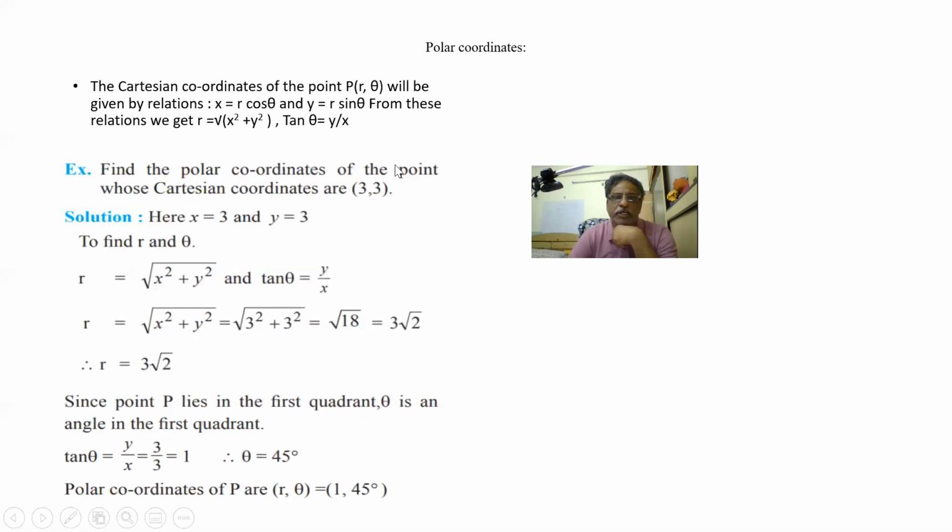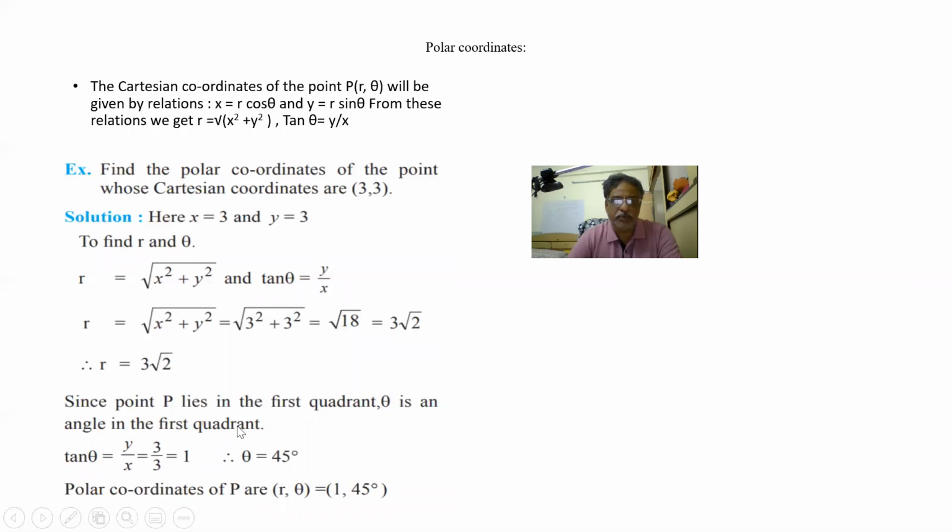So find the polar coordinates of the point 3, 3. So 3, 3 are x and y. I know the radius is x square plus y square under root, so that is 3 root 2. So when I got radius 3 root 2, what is tan theta for this point? Tan theta is y by x, that is 1. So theta is 45. So the polar coordinates are r is 3 root 2 and the angle is 45 degrees.